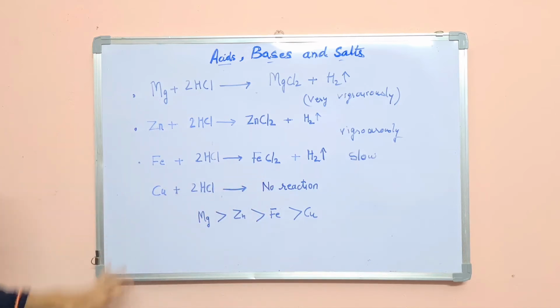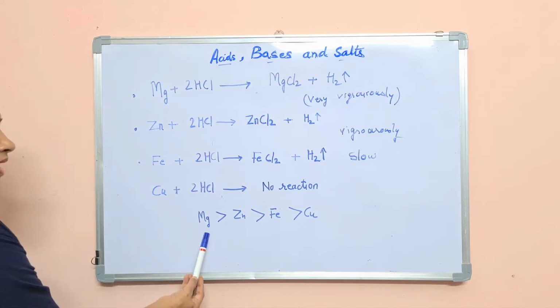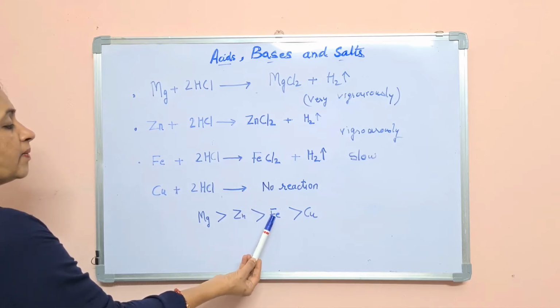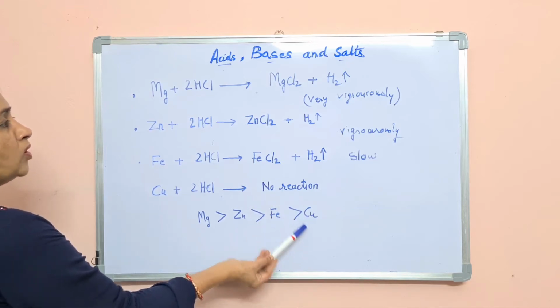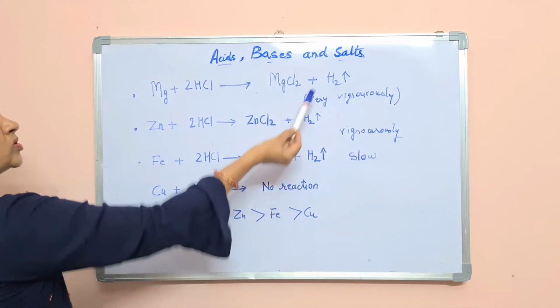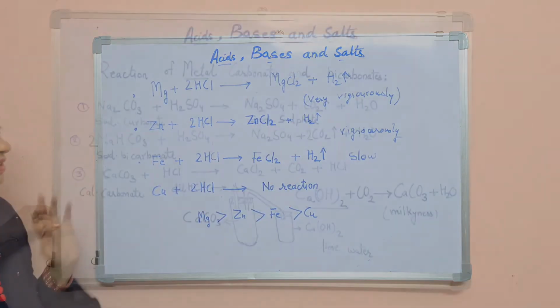So here we can compare the reactivity of different metals: magnesium is most reactive, then zinc, and zinc is more reactive than iron, and iron is more reactive than copper. So all the reactive metals liberate hydrogen gas from the acid.